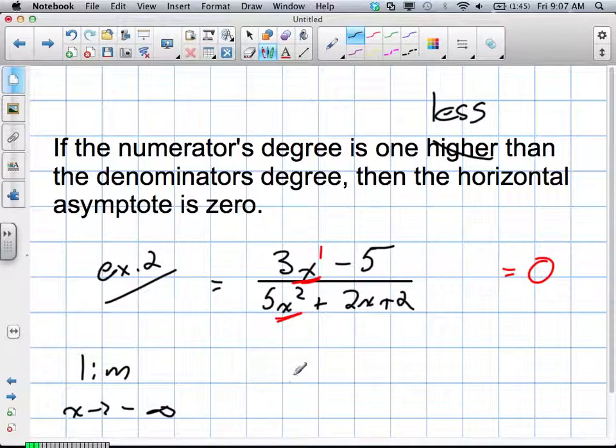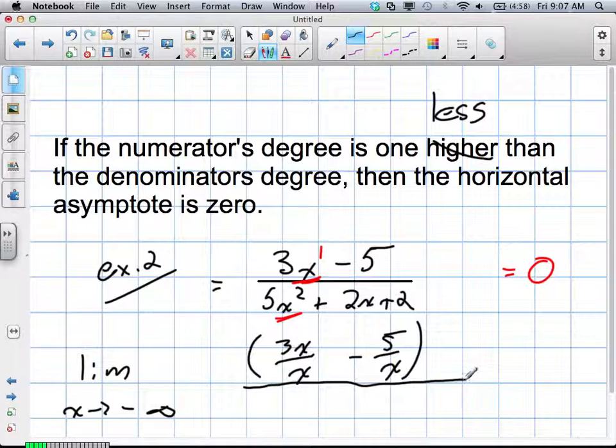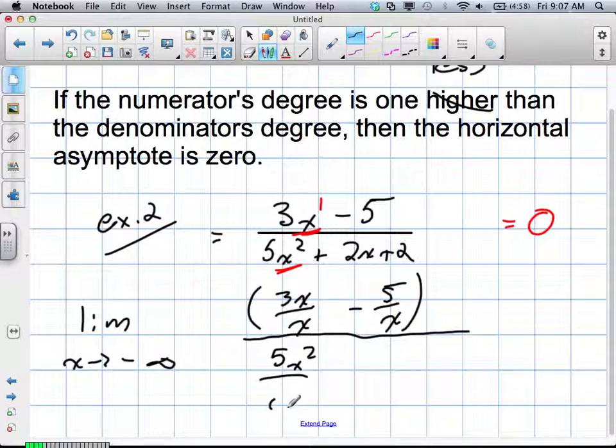So first step we want to do is divide each of the functions, the numerator's function and denominator's function, by the variable with the highest degree. Well, on top, that's x. So we're going to go 3x divided by x minus 5 divided by x. On the bottom, it's x squared, so 5x squared divided by x squared plus 2x divided by x squared plus 2 divided by x squared.